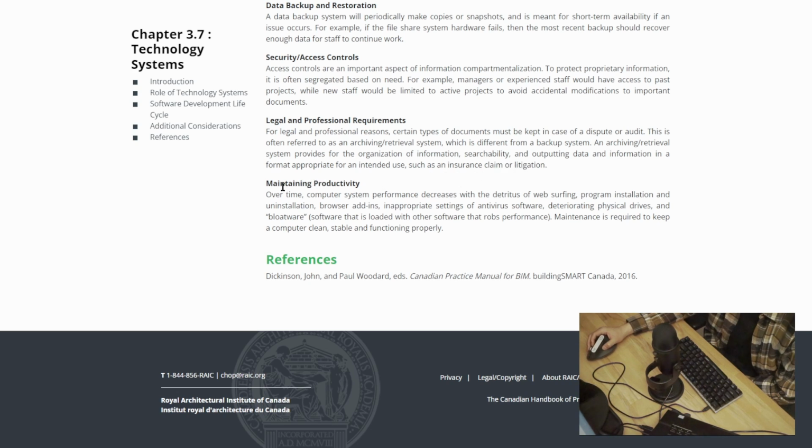Maintaining productivity. Over time, computer system performance decreases with the detritus of web surfing, program installation and uninstallation, browser add-ins, inappropriate settings of antivirus software, deteriorating physical hard drives, and bloatware, software that is loaded with other software that robs performance. Maintenance is required to keep a computer clean, stable, and functioning properly.